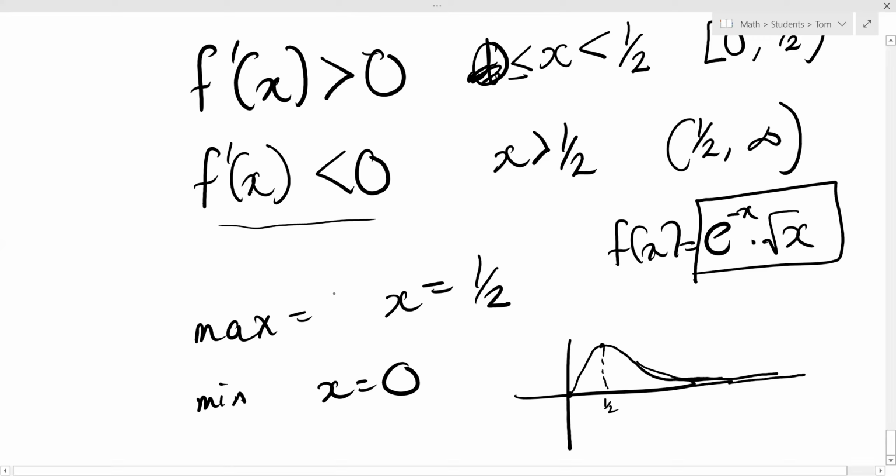So we say the local max is the absolute maximum value, and this is the absolute minimum value.